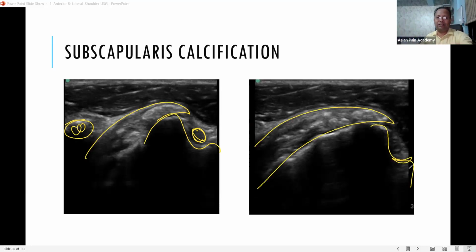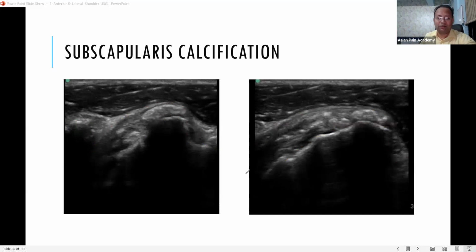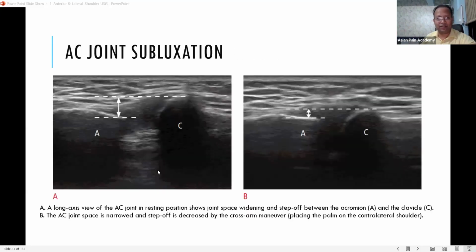So this is just calcification. You can see big calcifications are there. These patients are very good for barbotage and taking out the calcification, and they get very good relief. So, AC joint subluxation.